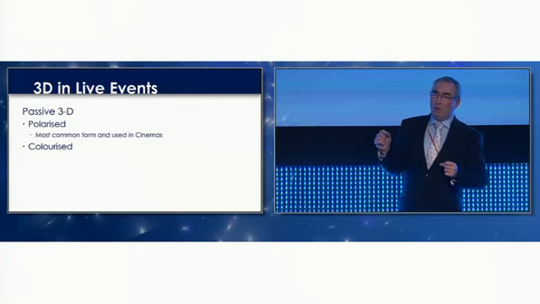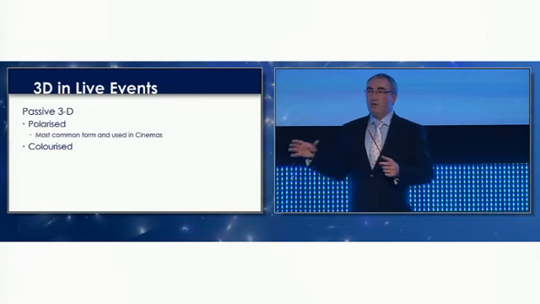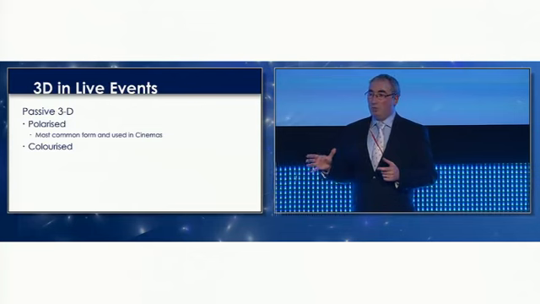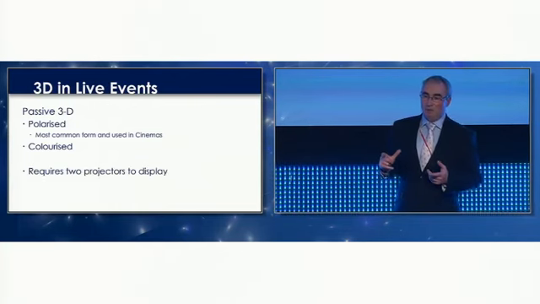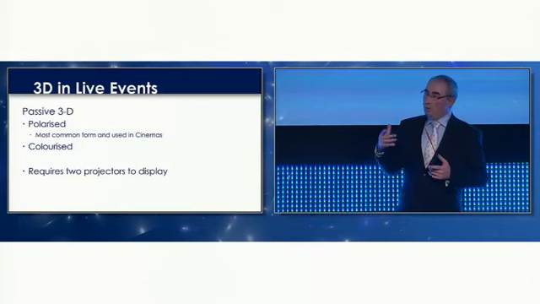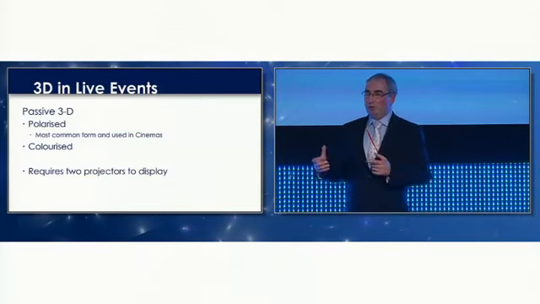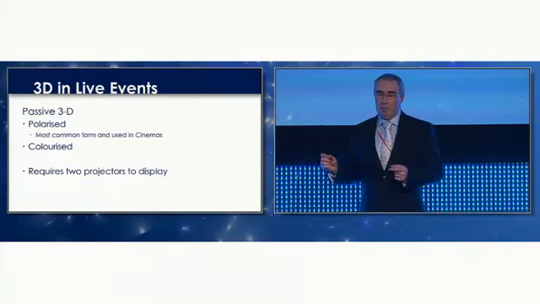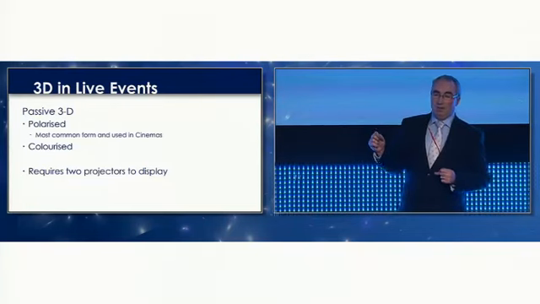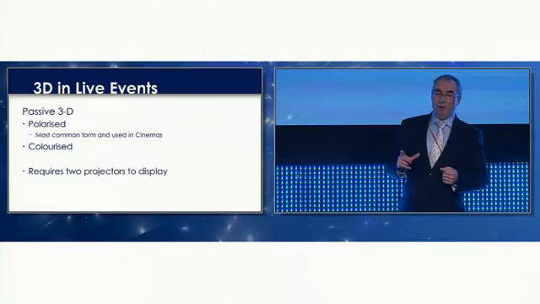Now, if you want to achieve that on an event, you need two projectors, one for each eye. In the cinemas, they can facilitate it with a single projector, and you can ask me questions about that later. I won't go into the technology now because I'll bore you, but I'm quite happy to talk to you individually about how they do that. But with passive, each projector needs a filter on the front or rear of the lens.